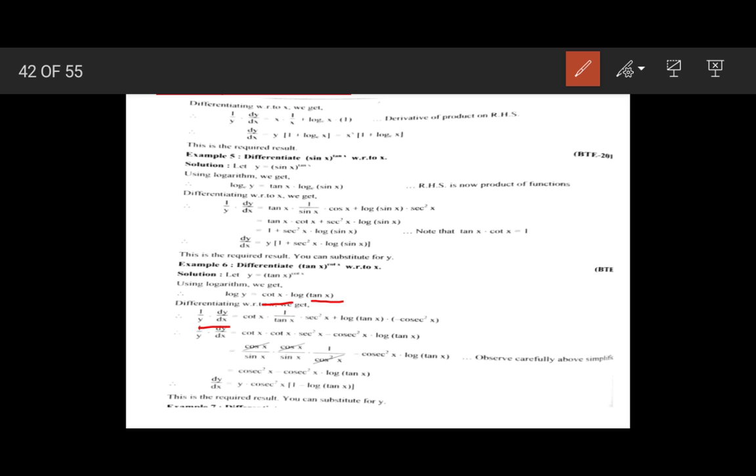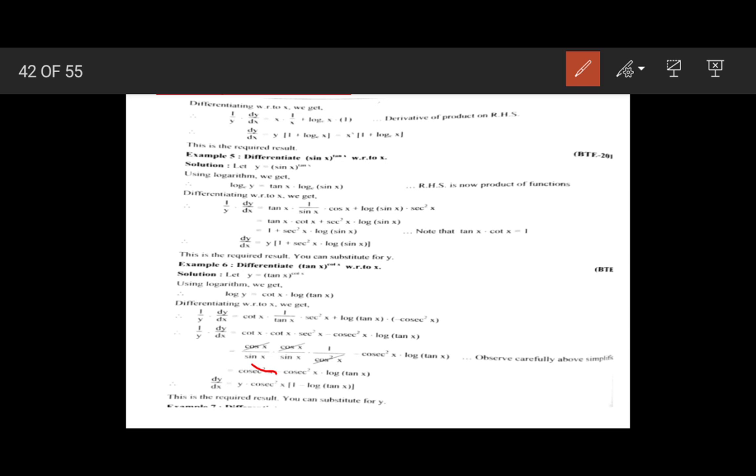I will get 1 upon y, derivative of log y is 1 upon y dy upon dx. Then cot x as it is, derivative of log 10x is 1 upon 10x into derivative of 10x, sec square x, plus log 10x into derivative of cot x, minus cosec square x. Okay. So 1 upon y dy upon dx. Cot x into 1 upon 10x is cot x into sec square x, minus cosec square x into log 10x. Okay.